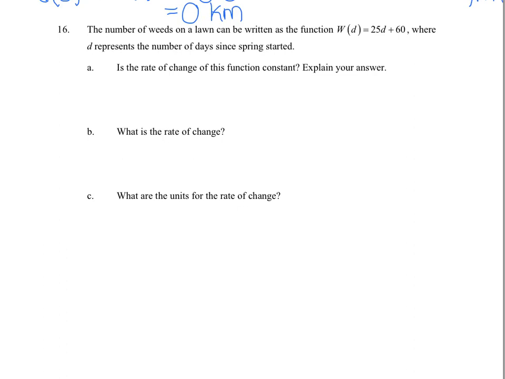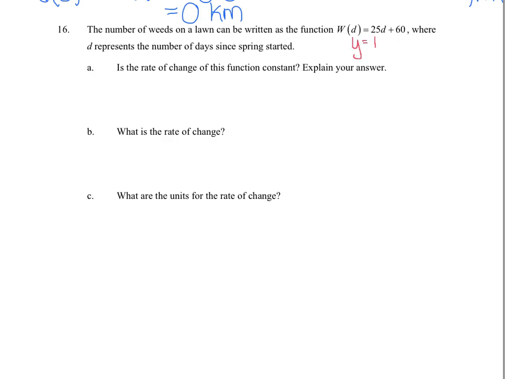All right, the number of weeds on a lawn can be written as the function w of d equals 25d plus 60, where d represents the number of days since spring started. Part A wants to know, is the rate of change of this function constant? Explain your answer.